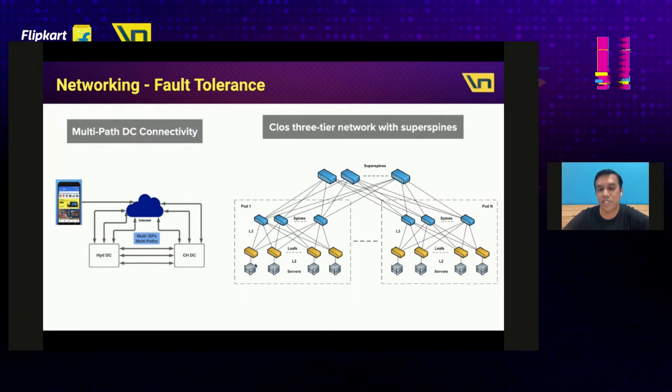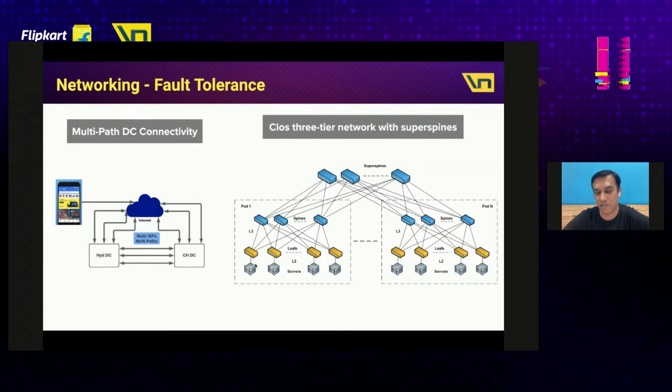Failure in any of these spines still allows us to connect to the other spines in the data center. And for failure in any of the super spines, because each spine is connected to every super spine, redundancy is built into this layer also. Failure in any of these components doesn't impact us.